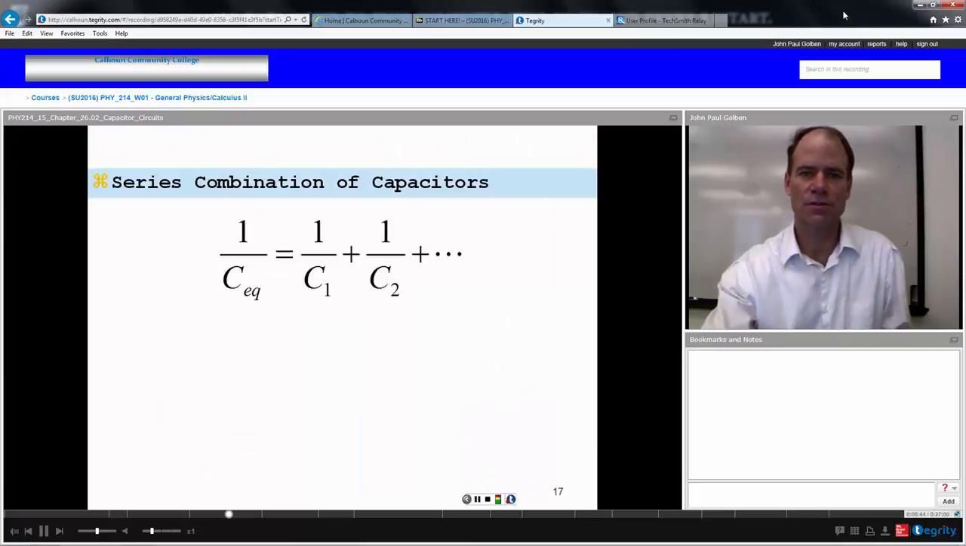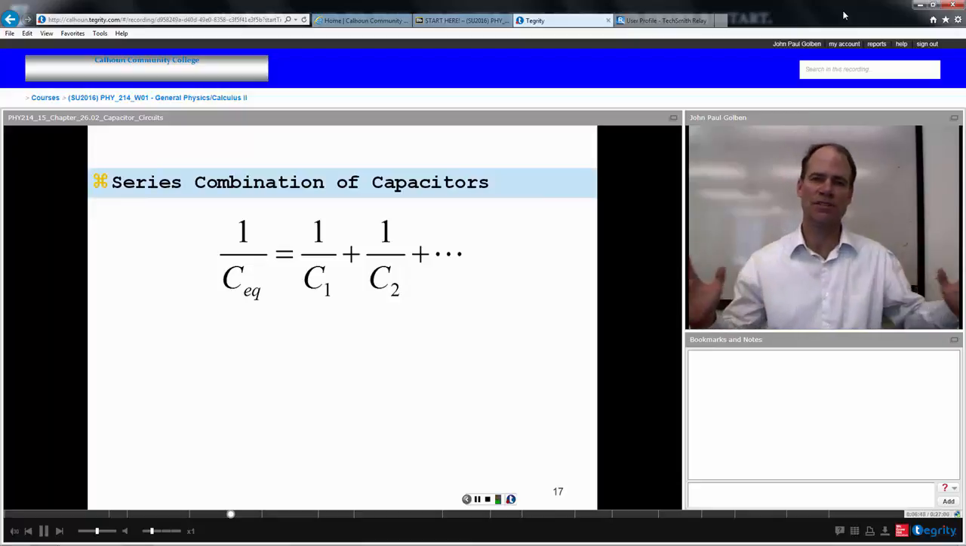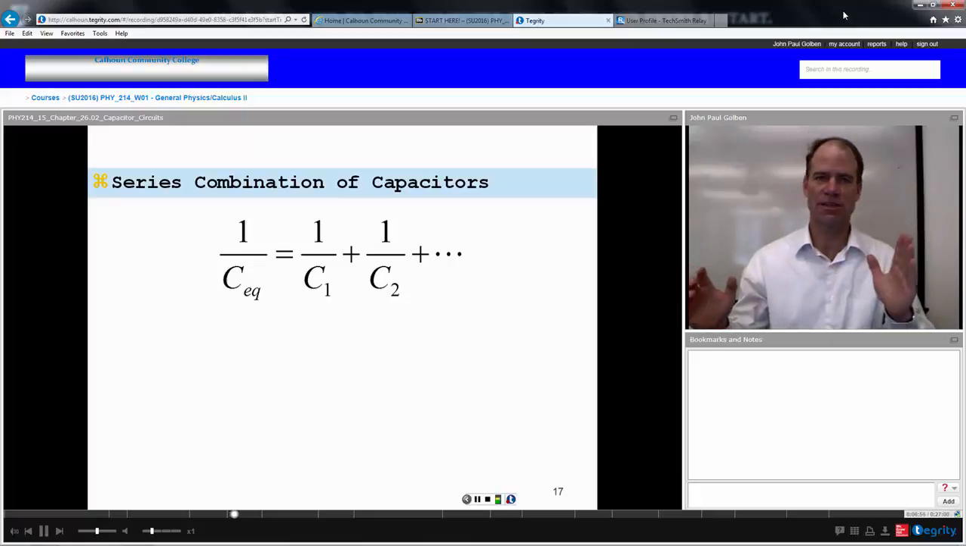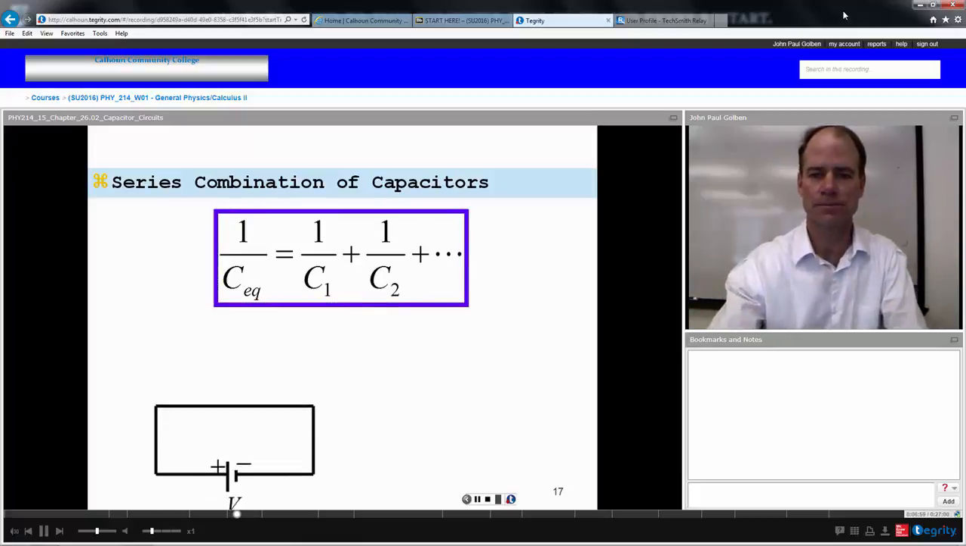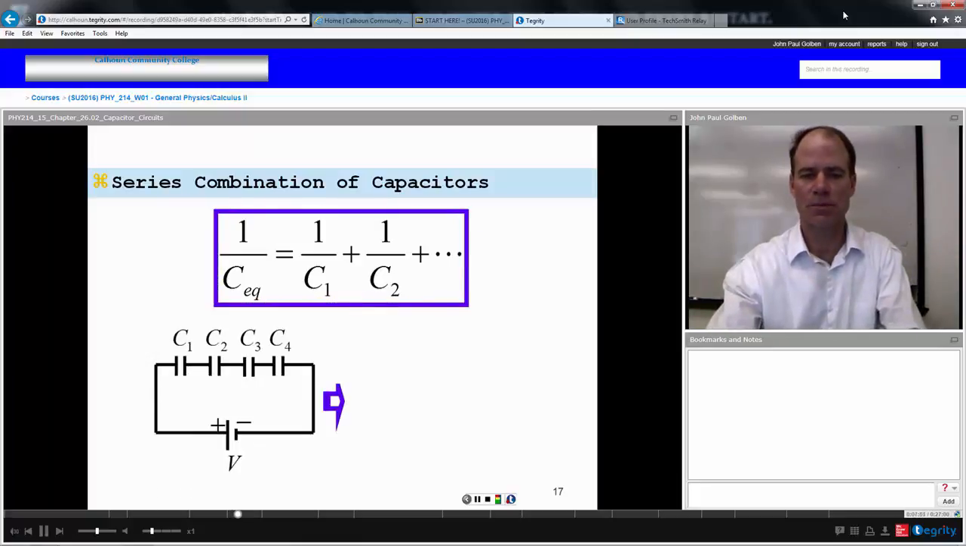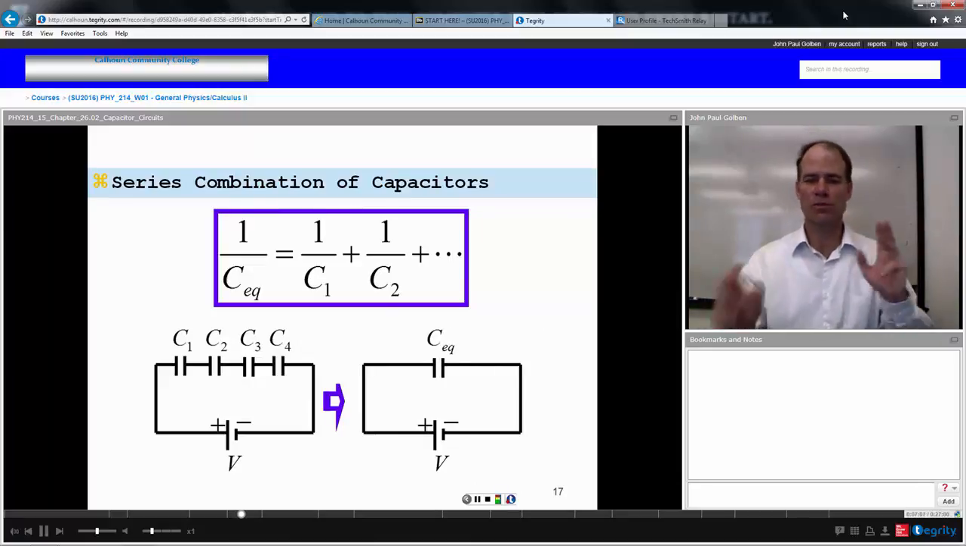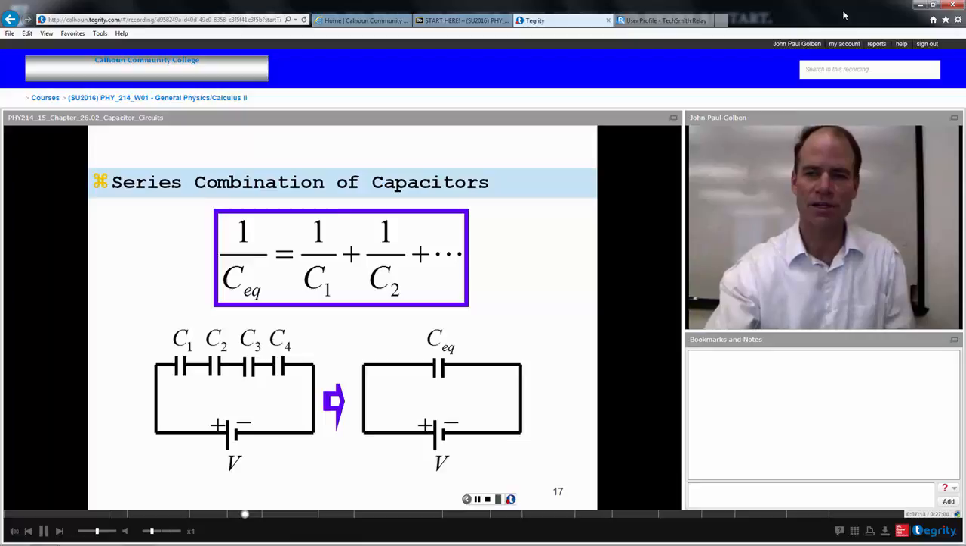We did this for 2 capacitors in series, but we could have done this for any number of capacitors in series. 1 over C equivalent will equal 1 over C1 plus 1 over C2 plus 1 over C3 plus 1 over C4 and so forth and so on. So if we had a bunch of capacitors, we could find the equivalent capacitance this way. Take the inverse of all those capacitors, add them together, and then take the inverse of that sum, and that would be our equivalent capacitance.